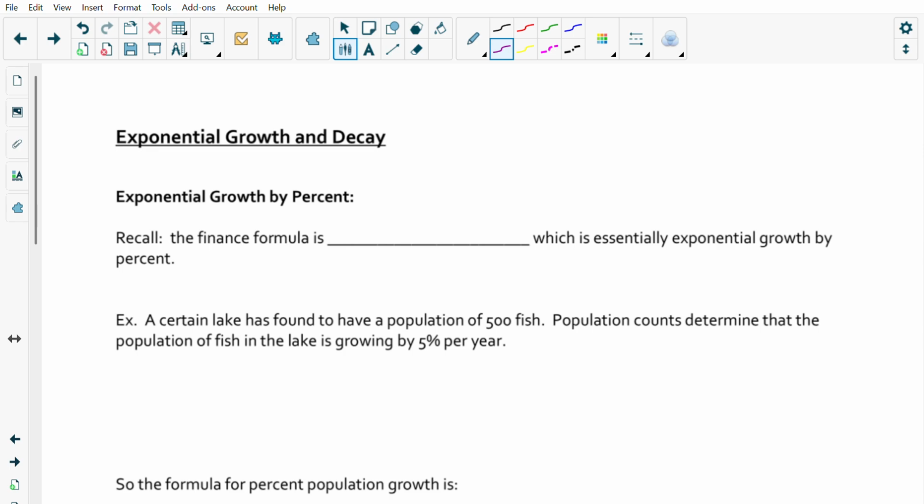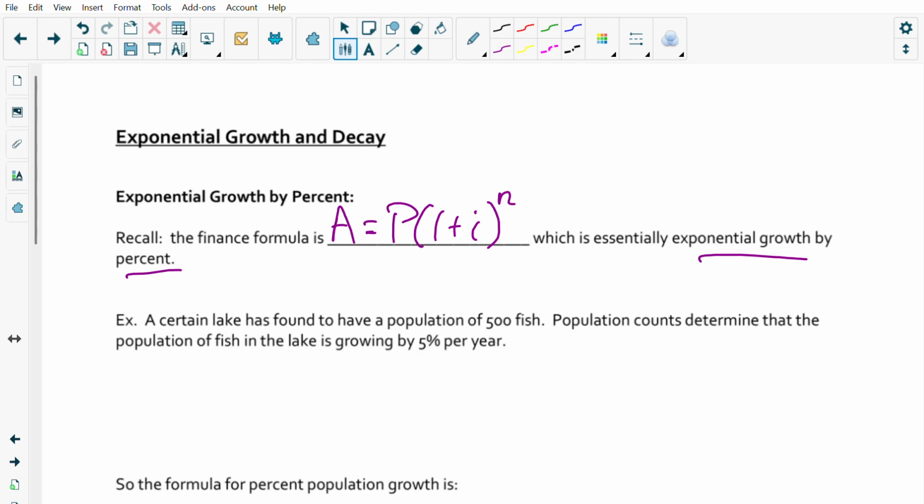Okay, howdy folks. We're going to continue our discussion of exponential growth and decay. Let's remind ourselves of the finance formula. We had the final amount equals the principal, or the starting amount, times 1 plus i, which is the percent growth rate, raised to the exponent n, which is the number of compounding periods. This is essentially exponential growth by percent.